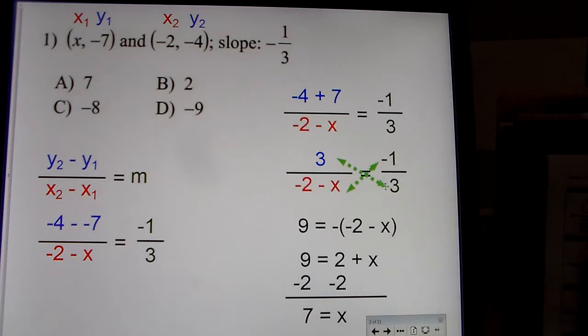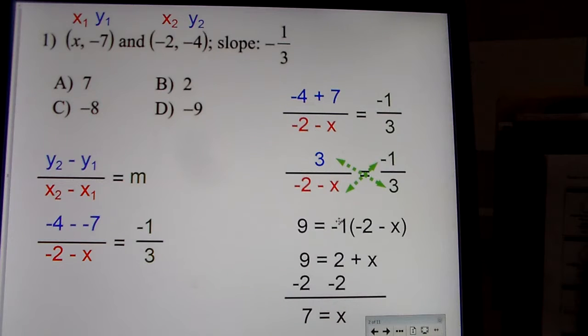Next thing we're going to do is cross multiply. The 3 times this bottom 3, those two are always going to be multiplied with each other. And vice versa, the -1 is going to be multiplied to everything here, -2 minus x. So 3 times 3 gets us this 9 on this side of the equal sign, and it's equal to, well, -1, right there is really a -1, times -2. Just a reminder. So -1 times -2 times -x. So -1 times -2 gets you 2. -1 times -x gets you positive x. We then subtract 2 from both sides, and we get x equals 7. So that's how we solve for x.